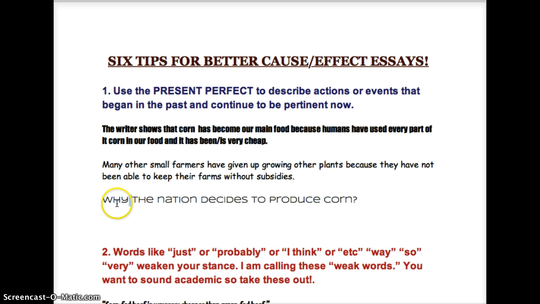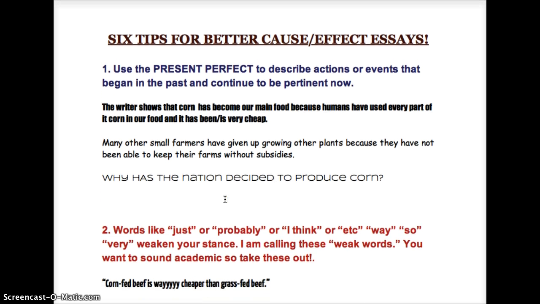And lastly, this question: Why the nation decides to produce corn? Let's change that to a present perfect question, something that is still important now. Why has the nation decided to produce corn? Okay? Tip number one, use the present perfect in this essay. Let's move on to tip number two.